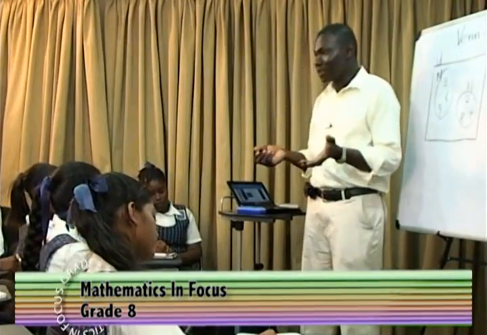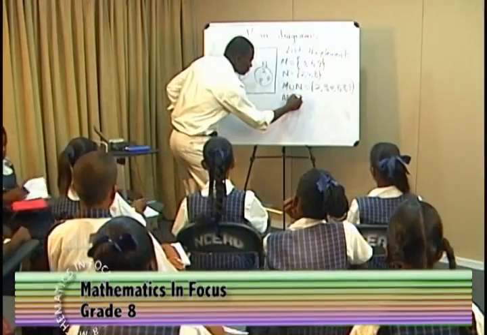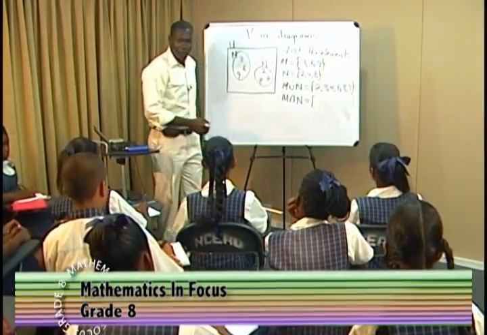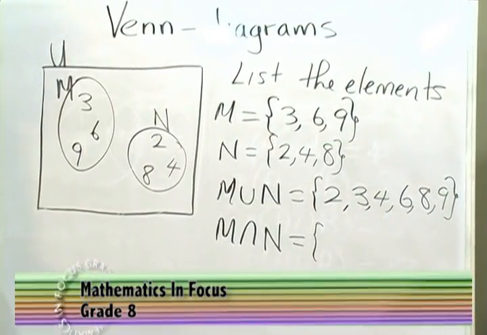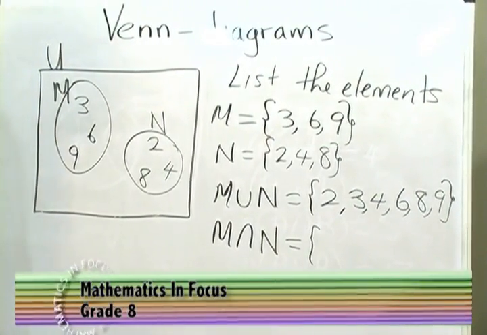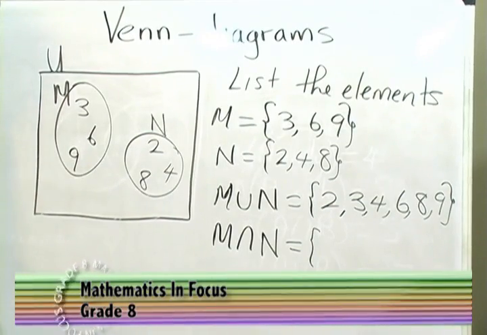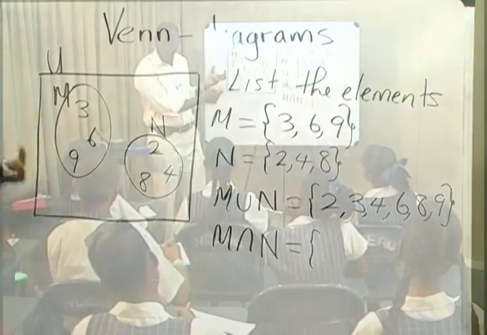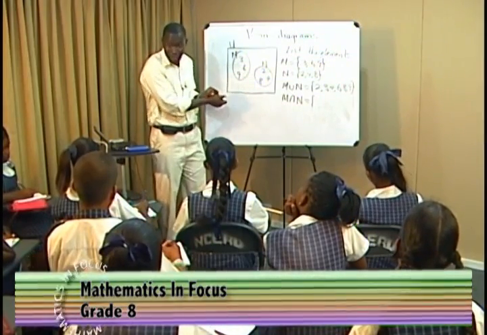Are you ready for the next question? Yes, sir. What are the elements we should list there? Empty set. Why empty set? Because there's no intersection. The diagram is showing that there is no intersection. And how does the diagram show that? They're not joined. Yes, the loops are not joined. No elements in common, so that's why the loops are not joined together.